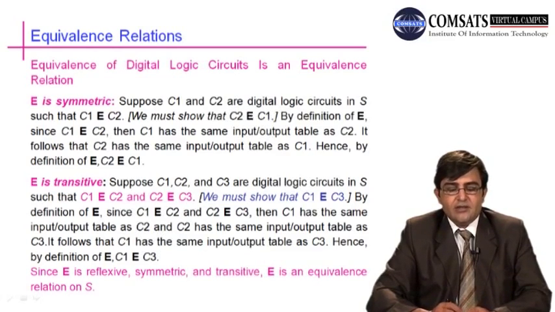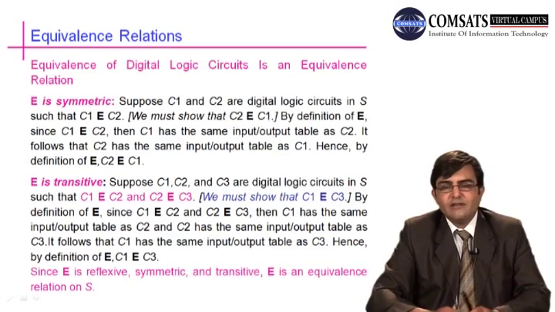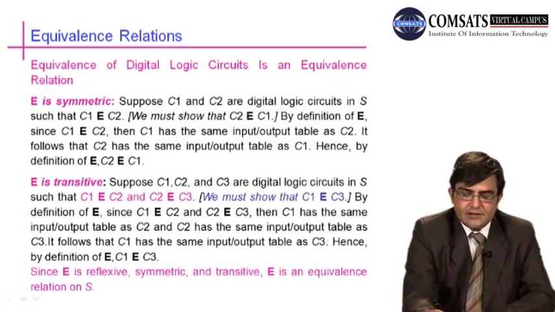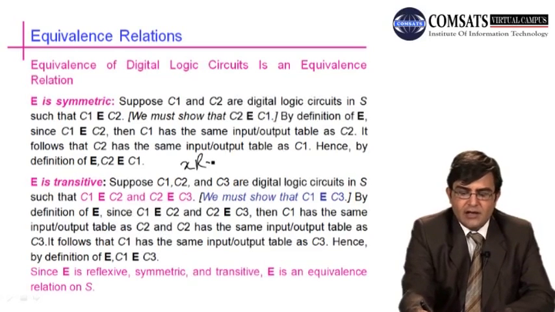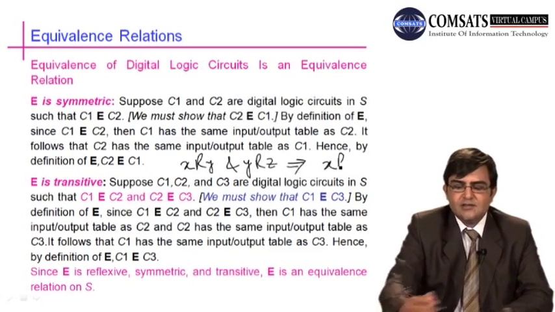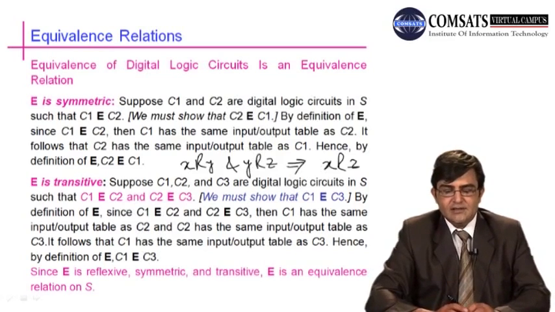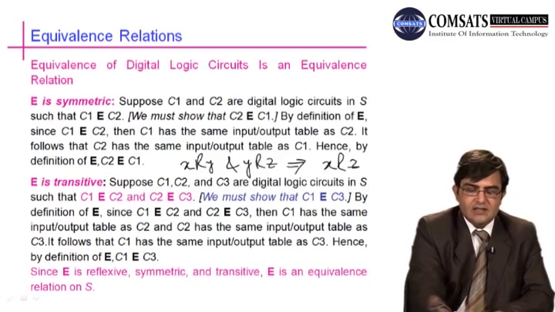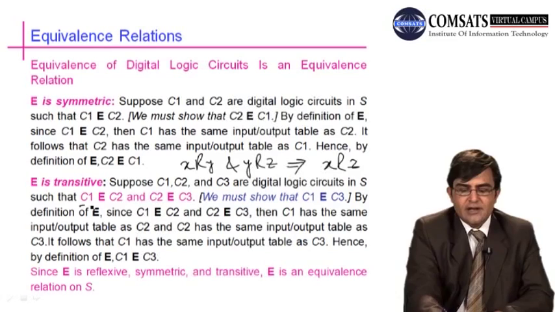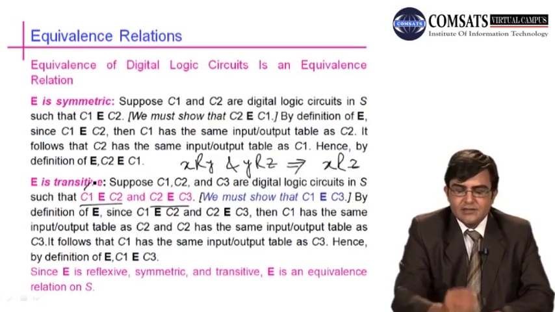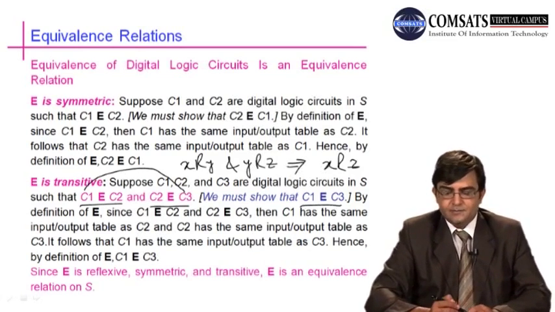Now we have to check whether E is transitive or not. We have three digital logic circuits in this case. Usually we check the transitive property this way: if X is related to Y and Y is related to Z, this must imply X is related to Z. So here we must have C1 related to C2 and C2 related to C3. What we have to show is that C1 is related to C3, that is, C1 E C3.